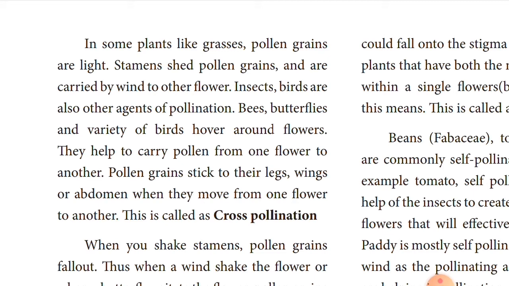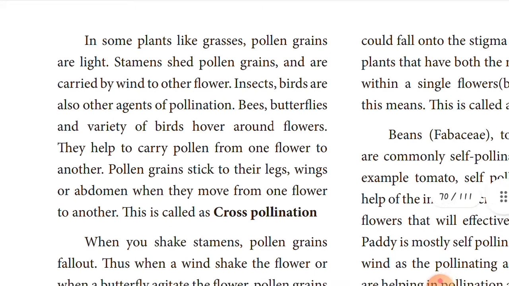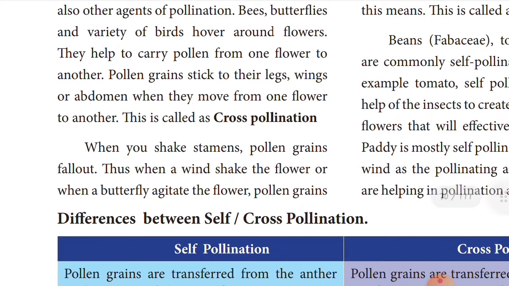That is called cross pollination. Cross pollination is nothing but the pollen grains and the stigma mixing from one flower to another flower. That is the main reason, children.